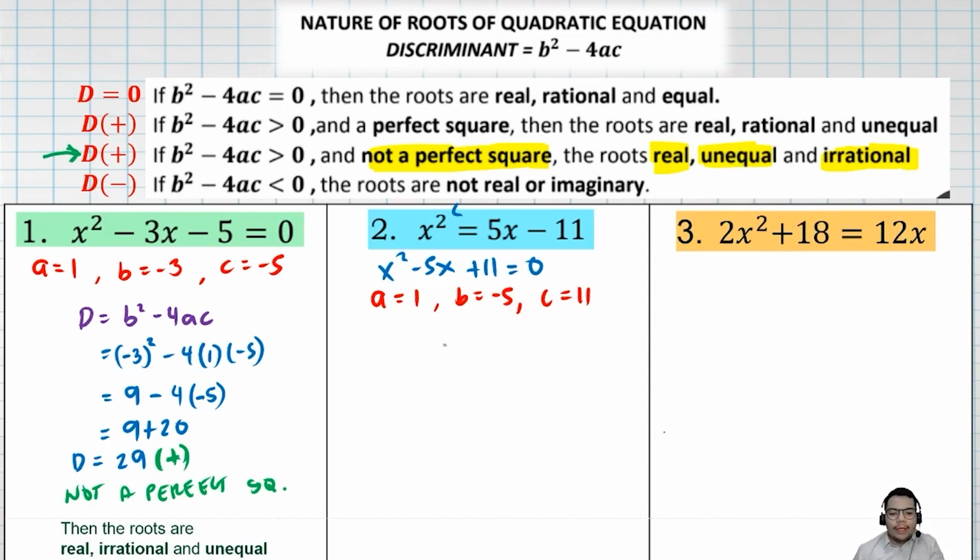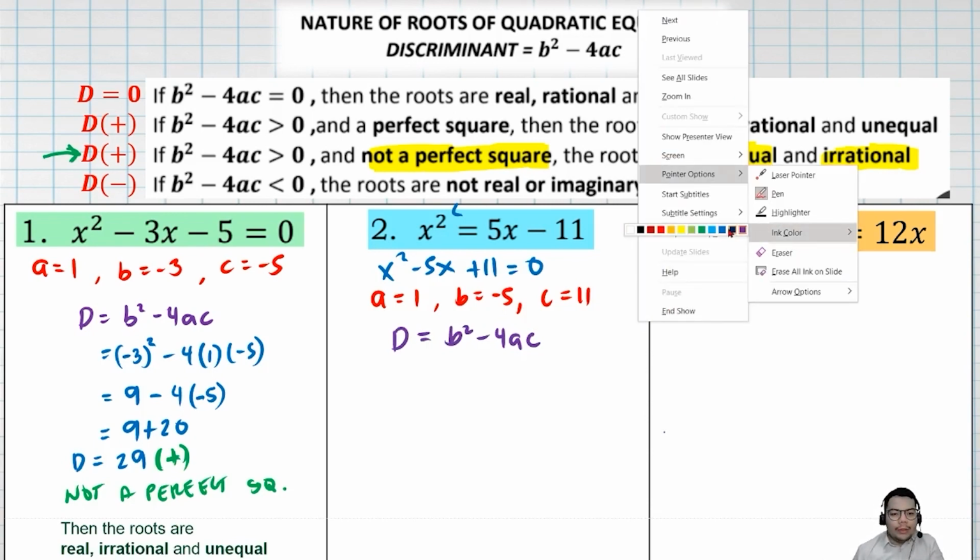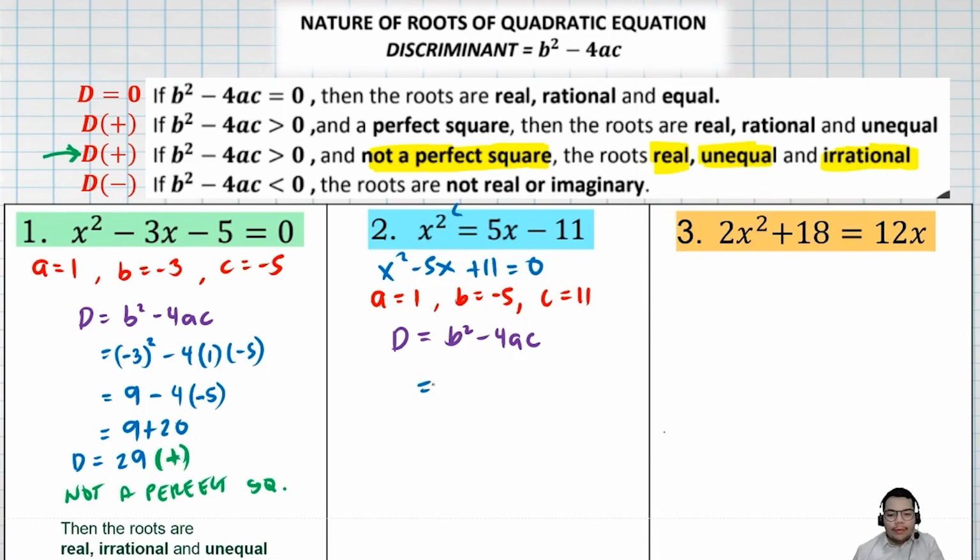So we have a formula D, or the discriminant, is equal to b squared minus 4ac. So from that, substitute lang natin yung values ni a, b, and c from the given formula of discriminant. So we have negative 5 quantity squared minus 4. So don't forget may 4 sa formula. A will be equal to 1, and c will be equal to 11.